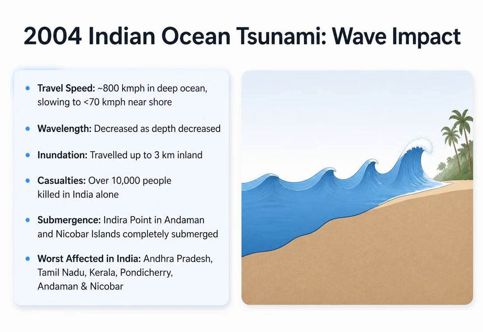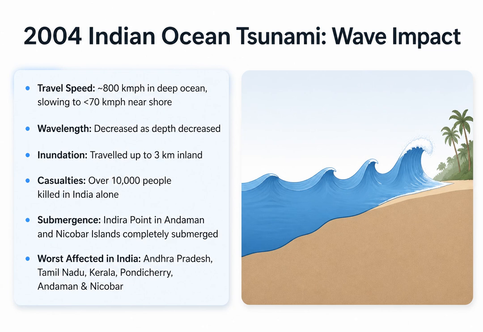The waves generated by the 2004 earthquake traveled across the deep ocean at speeds around 800 kilometers per hour. As they approached landmasses like the Andaman Islands and Sri Lanka, the decreasing water depth caused their speed to drop below 70 kilometers per hour, while their height surged.